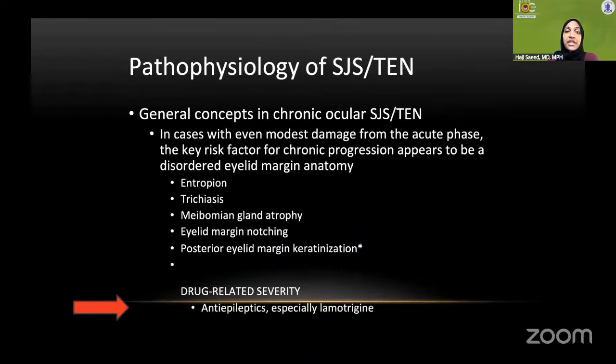A brief overview of pathophysiology of SJS-TEN in regard to just the lid disease. So even in cases with modest damage in the acute phase, the key risk factor really appears to be a disordered eyelid margin anatomy. And Dr. Swati had just gone over some of those. And of these, it's really the posterior eyelid margin keratinization that appears to be responsible for the most severe disease and for prognosis in SJS-TEN. There are some new data that I have highlighted in red or with a red arrow. There does appear to be drug-related severity. So we have seen anti-epileptics, particularly lamotrigine, to be responsible for more severe acute and chronic ocular disease than other drug classes. This is an area that we are actively studying, but this is based on some of our preliminary data.